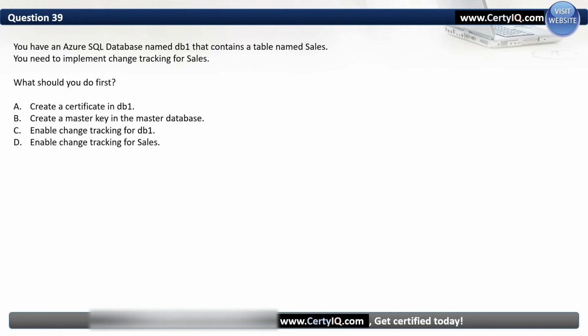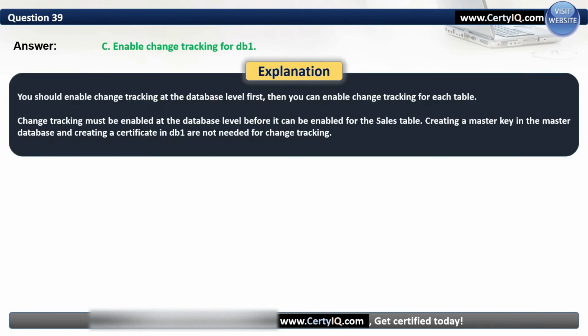The correct option is C. Enable change tracking for DB1. You should enable change tracking at the database level first, then you can enable change tracking for each table. Change tracking must be enabled at the database level before it can be enabled for the sales table. Creating a master key in the master database and creating a certificate in DB1 are not needed for change tracking.